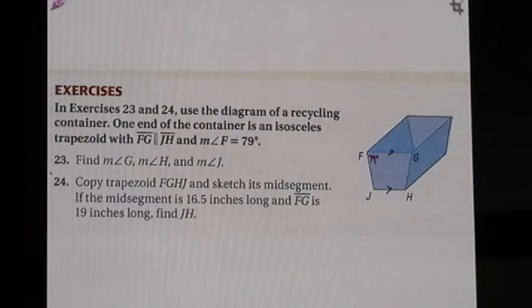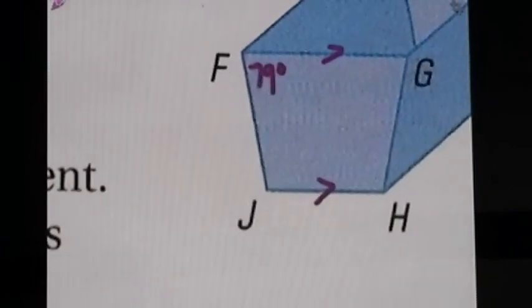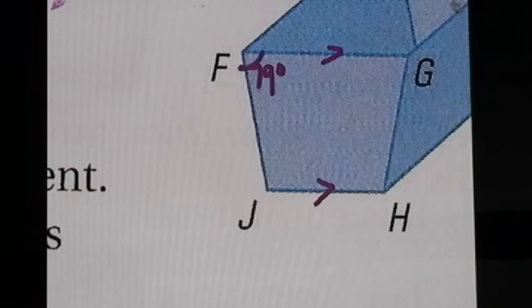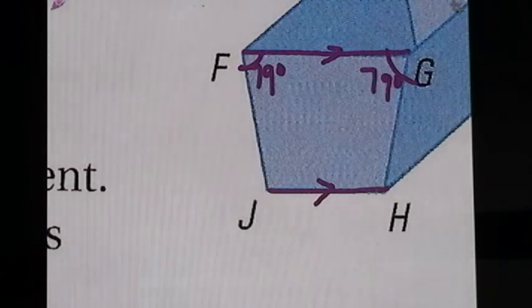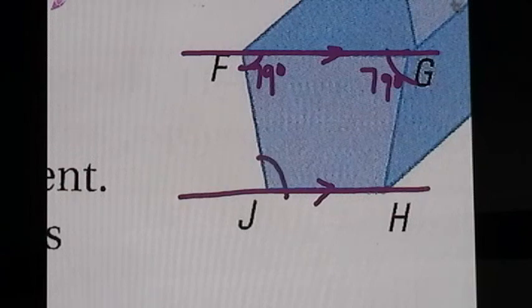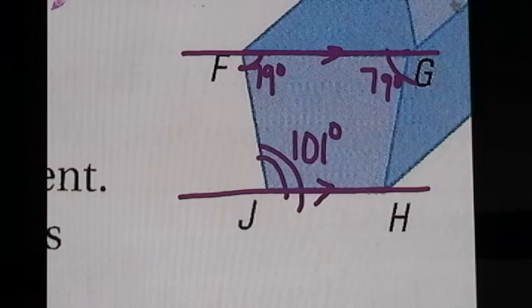Looking at your theorem list, you see that the base angles have to be congruent. So we have these are base angles. Even though it's not sitting on that, they're base angles because they're part of the parallel line. So this is 79 degrees as well. And that means that because these are parallel lines, these are consecutive interiors, so they have to be supplementary. So 180 minus 79 equals 101.